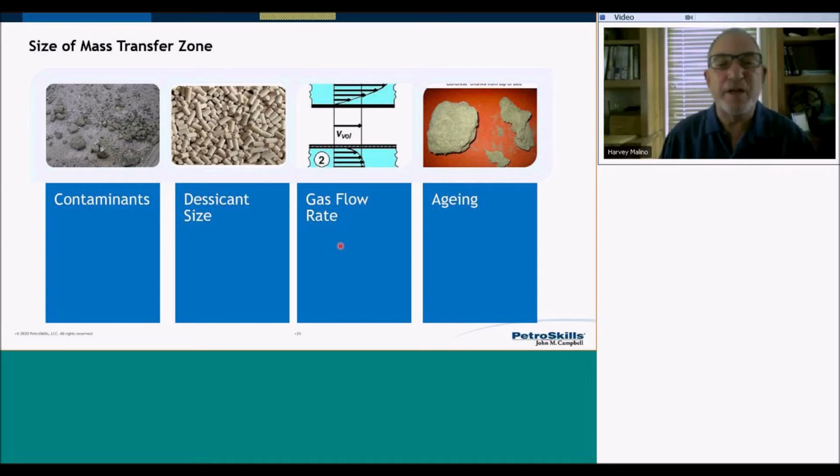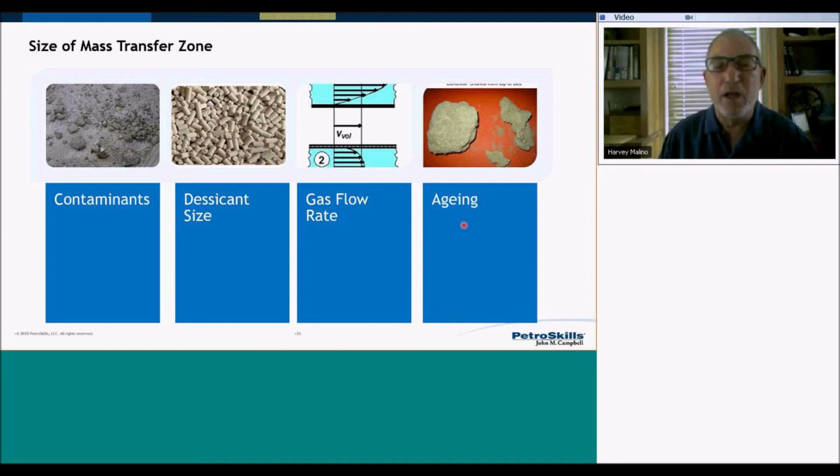The higher the flow rate, the higher the mass transfer zone. And finally, we have aging. Aging, you're going to get because of the cyclical nature of a thermal swing process, where you're impacting the molecular sieves from temperatures of maybe 86 degrees Fahrenheit, 30 degrees Celsius, up to 550 degrees Fahrenheit, 288 degrees Celsius, you're going to see a lot of hydrothermal damaging of the molecular sieves.